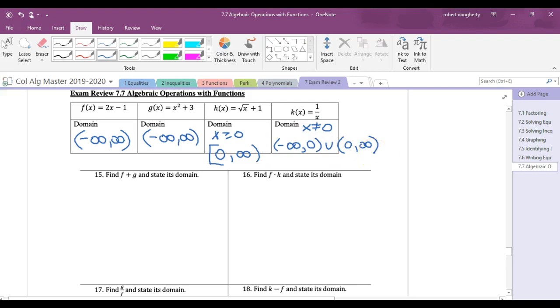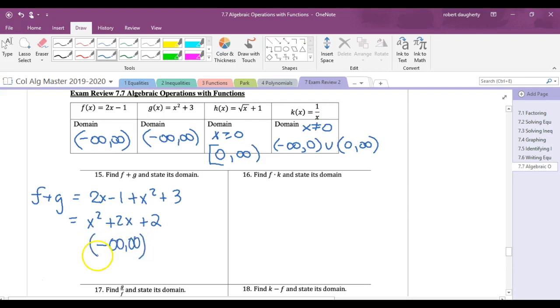So find f plus g and state its domain. So f plus g is just going to be 2x minus 1 plus x squared plus 3. I can rewrite this as x squared plus 2x plus 2, and its domain is the same domain as both functions, negative infinity to infinity.